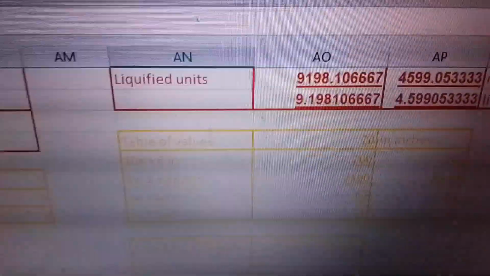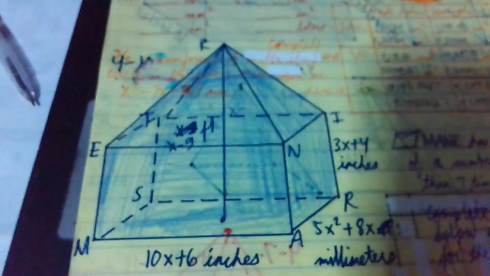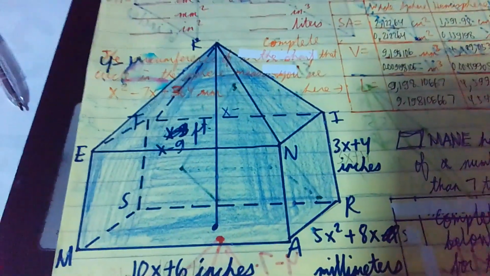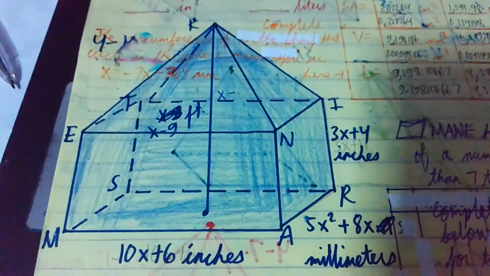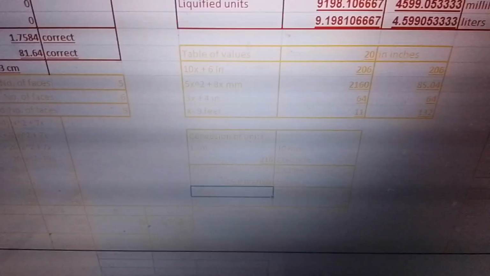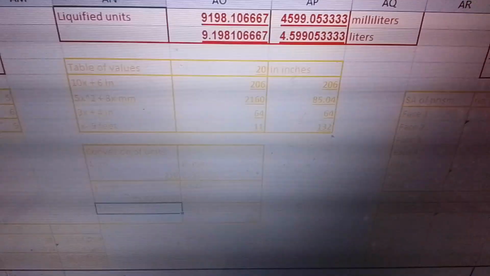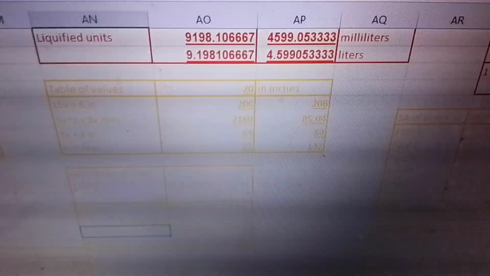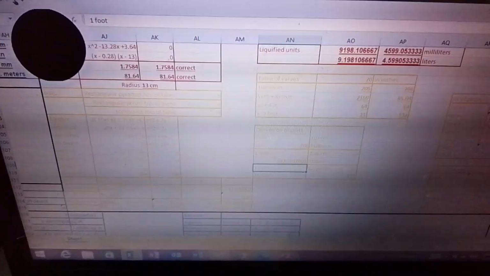Alright? Then, last but not least, what's the last one? x minus 9 feet. Remember where we got the x minus 9 feet? That pertains to the height of the figure. The literal height of the figure. So 20 minus 9 becomes 11 feet. 11 feet converted to inches, you should get 132 inches, because 1 foot is 12 inches. So therefore, you're supposed to get 132. Yun lang. And to see the solving process, please watch the next video.